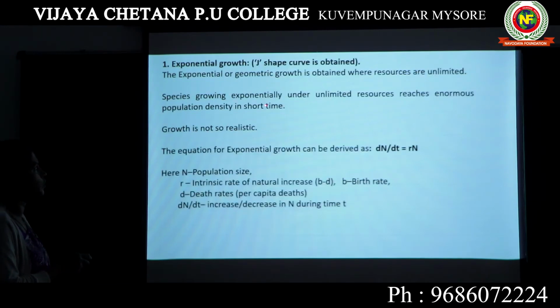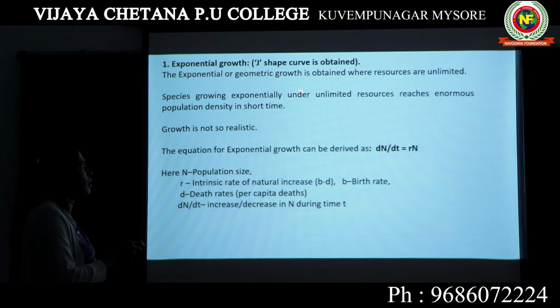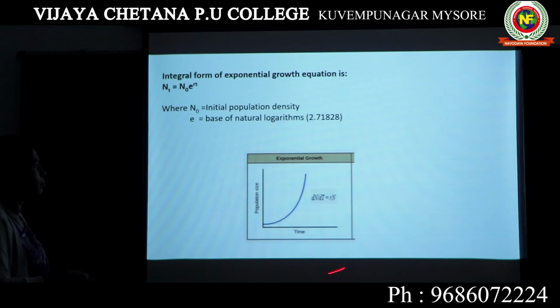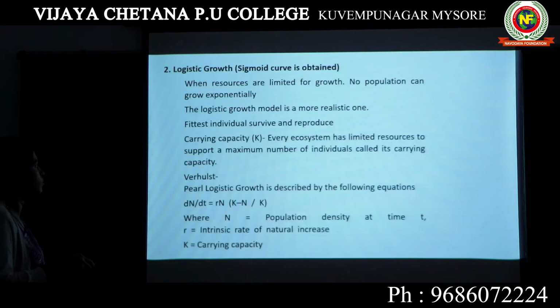Species growing exponentially under unlimited resources reach enormous population density in a short time. That means if you are supplying any species with unlimited resources, they will reach an enormous, that means very large, population density in a very short duration. So here growth is not so realistic. This does not naturally happen in the atmosphere, in the ecosystem.